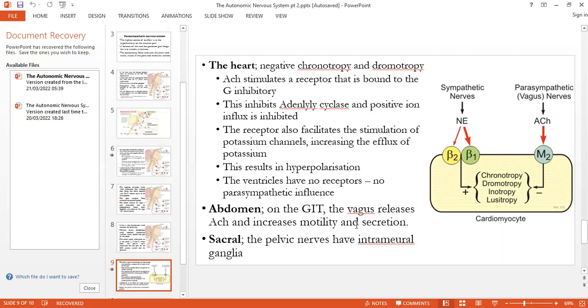So in the abdomen, on the GIT, the vagus releases ACh and increases motility and secretion. Motility is very important for movement, and there's also secretion. For digestion to take place, the food has to move through different stages. At each stage, enzymes are produced, and those enzymes affect the GIT in a certain way. In the mouth, we talked about the sublingual, submandibular, and parotid glands, which are also stimulated by the autonomic nervous system.